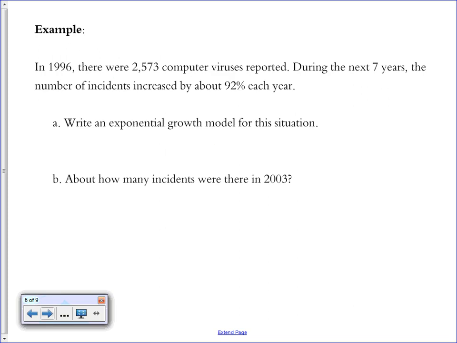We have a computer virus example. So in 1996, there were 2,573 computer viruses reported. During the next 7 years, the number of incidents increased by about 92% each year. We're going to write an exponential growth model for this situation. So let's start with our basic formula and fill in what we know. We're going to leave y as y. That's what we'd be trying to find. A is our starting amount. That's 2,573, our amount at time 0, or in 1996.